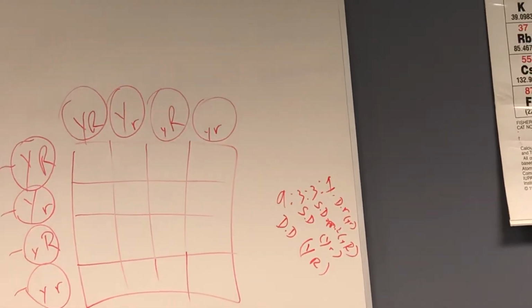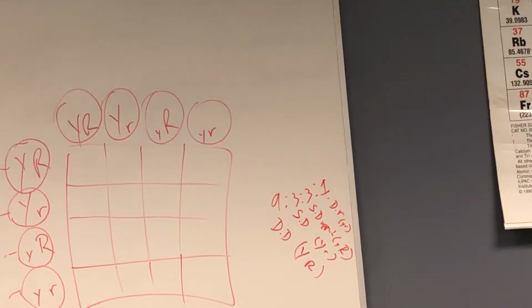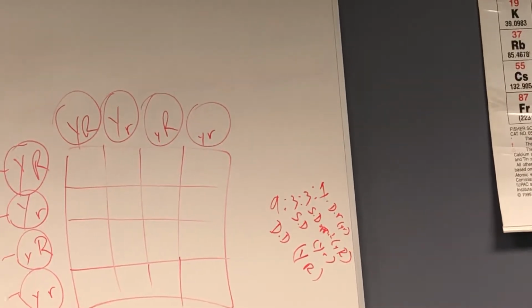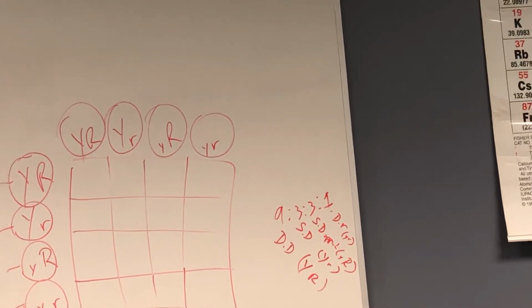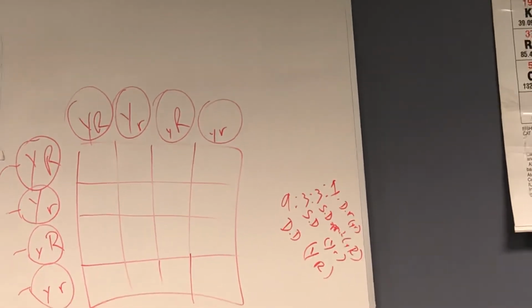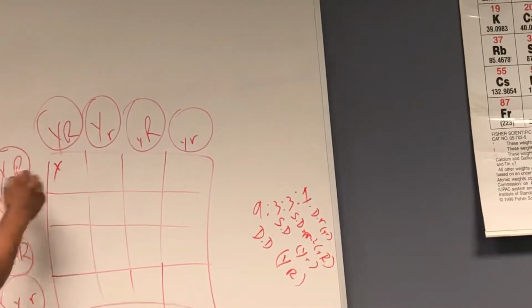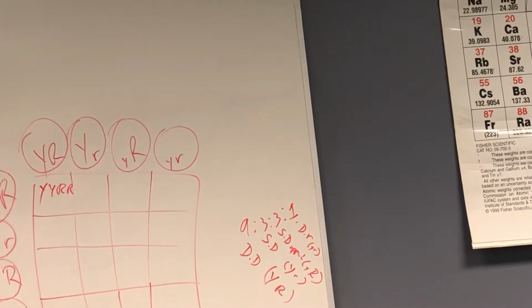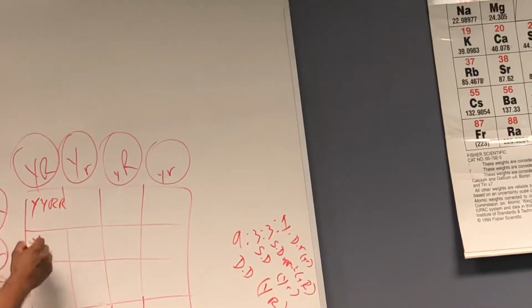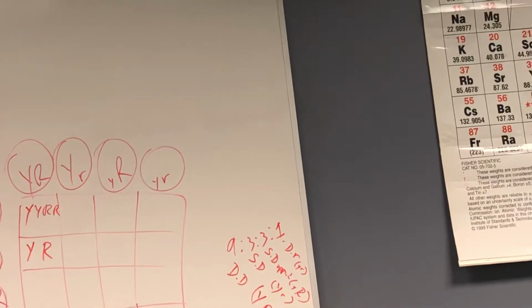Can you show how you counted it? How you counted the double dominant? So yes. So you will have here this one, big Y, big Y, big R, right? Keep doing that, and everything that it has big Y and big R, that is double dominant.